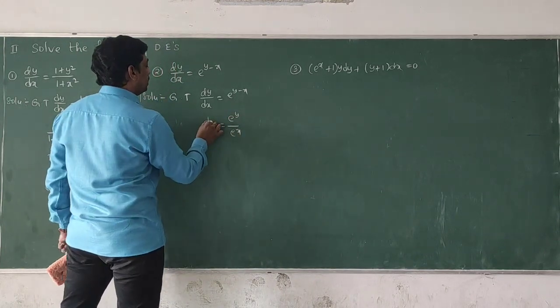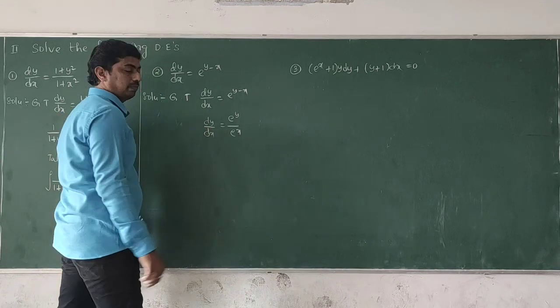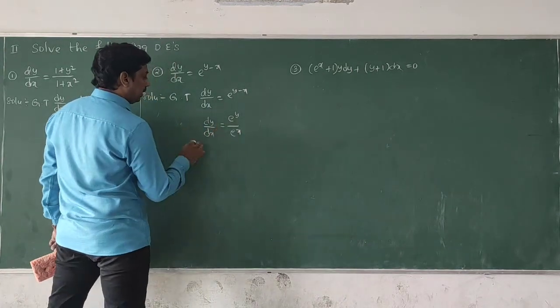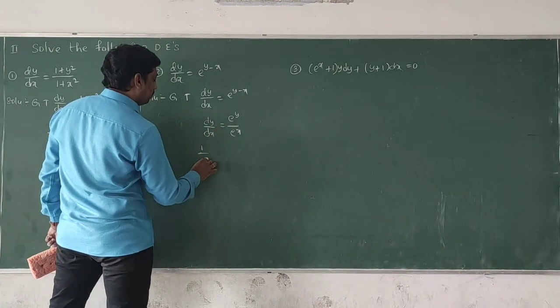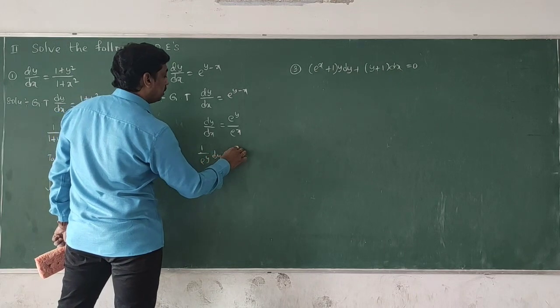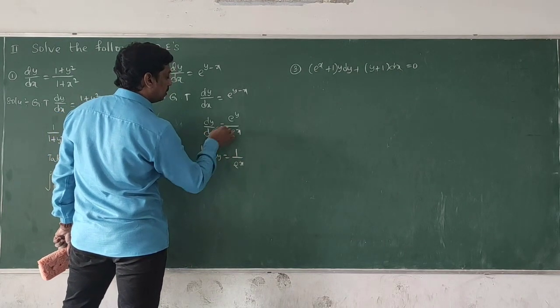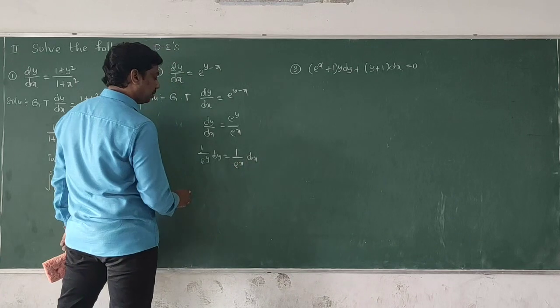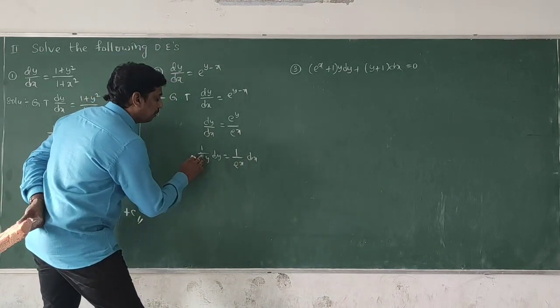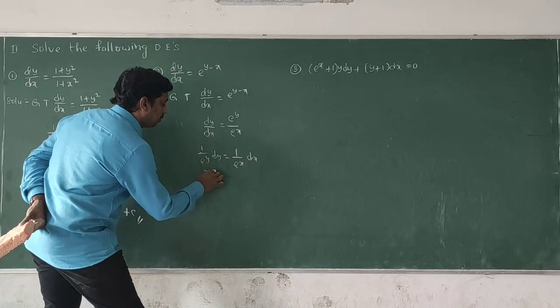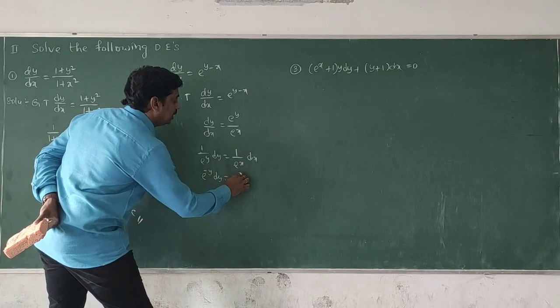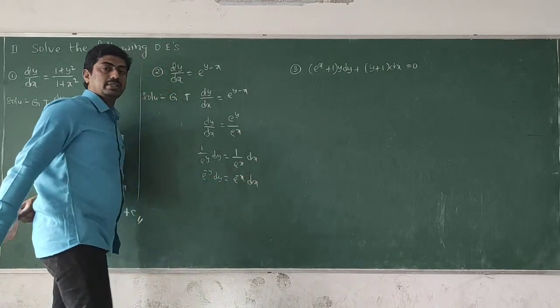Which is dy by dx. Taking the product e power y to the opposite side, 1 by e power y into dy equals 1 by e power x, cross multiplication dx. Now 1 by e power y can be written as e power minus y into dy equals e power minus x into dx.